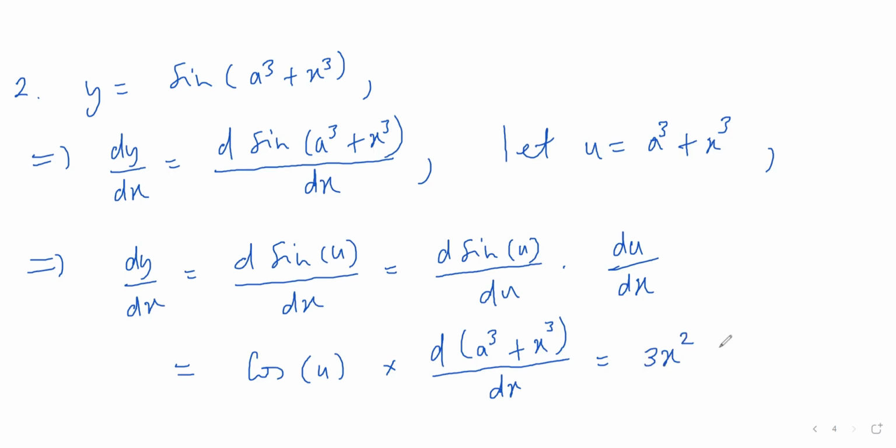multiplied by cos u. And since this is the final answer, in place of u we go ahead and put a cubed plus x cubed, because we have to leave the final answer in terms of x. So that's our final answer: 3x squared multiplied by cos of (a cubed plus x cubed). So this is how you apply the chain rule for this case. So that's the answer for example 2.